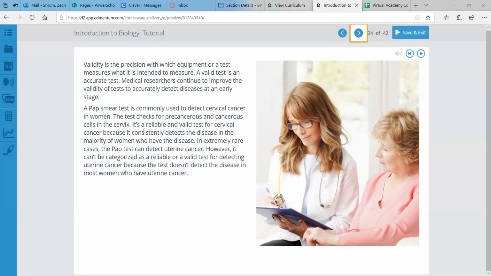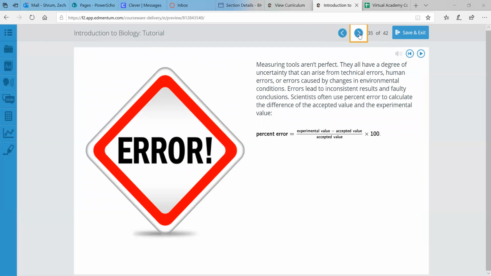it consistently detects the disease in the majority of them. So reliable is a keyword for valid. And it's important to remember that there's always a little bit of error in everything you do. Technical errors, human errors, errors caused by changes in environmental conditions, and that leads to inconsistent results. And your conclusions may be inaccurate if you're given inaccurate measurements.